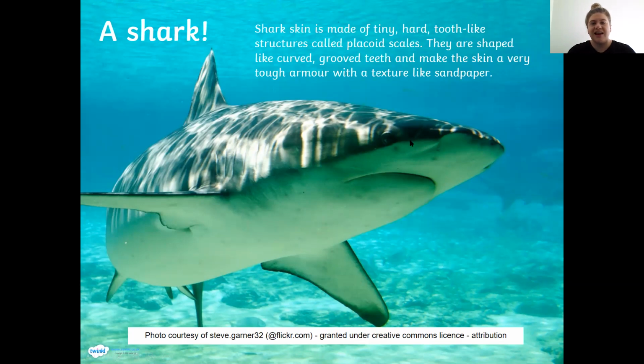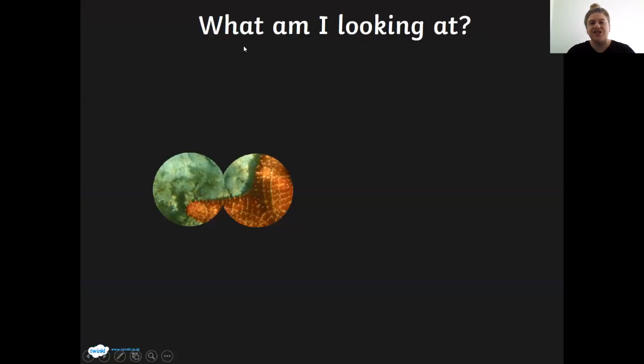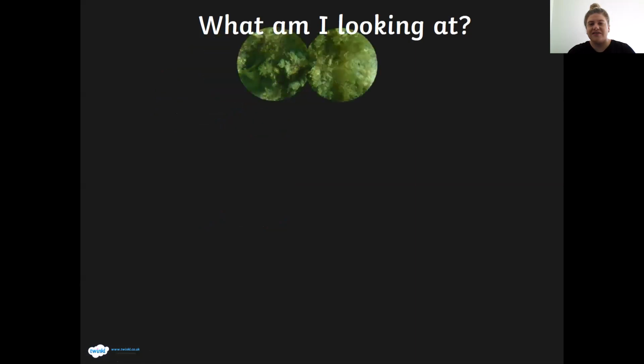Okay, let's move on to the next one. It says at the top here, what am I looking at? Well, we've got a bit of a clue here. I can see like a little arm here sticking out. I wonder what it could be. Let's see if you can spot the shape when the binoculars move. Are you ready? Off we go.